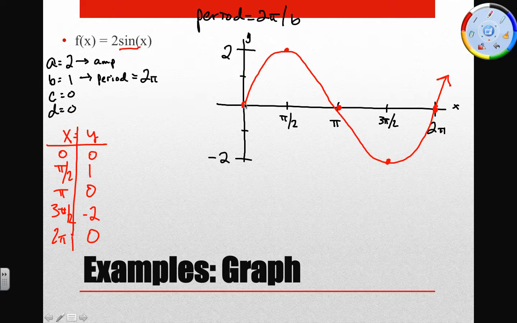And you can continue this pattern in either direction for as long as you want. Right now, we're just doing one full period with correct arrows coming off the ends.